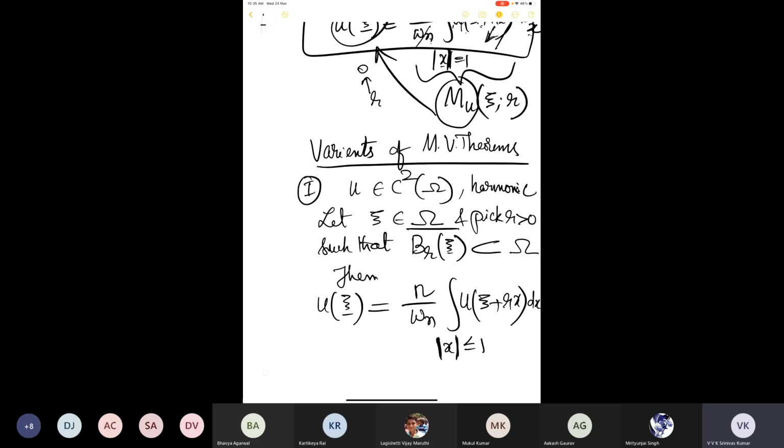There is a variant which is like this, which will be integration inside the unit ball. And this is not on the boundary. This is not the boundary integral. And what is the second variant?